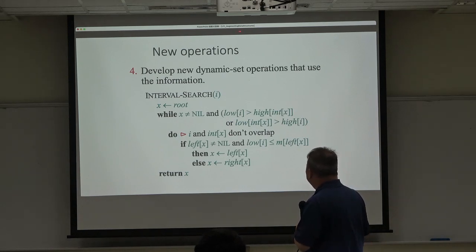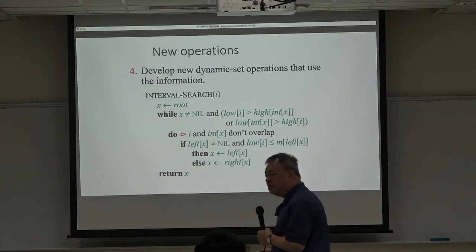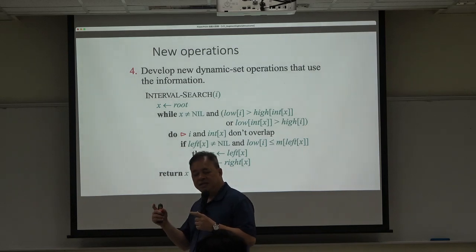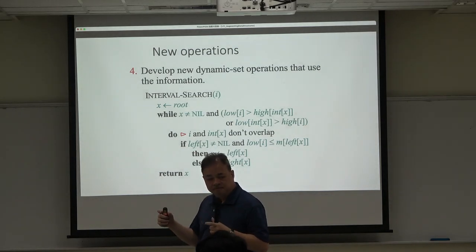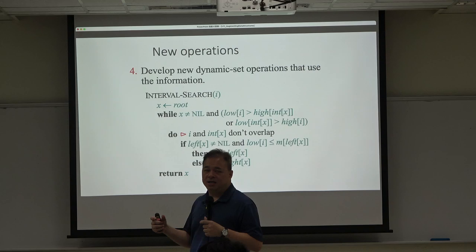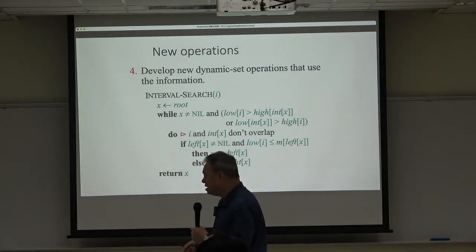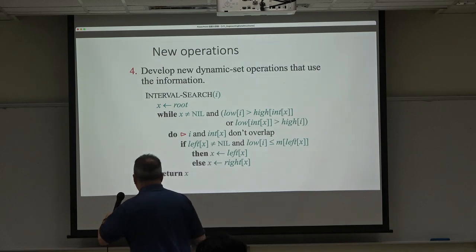So you need to develop a new dynamic set operation that uses the information. Interval search, I. This I is the query interval. I mean, I is not just a number, it's an interval. So it has low, it has high, or left or right, depending on what you want to use. Okay, so anyway.